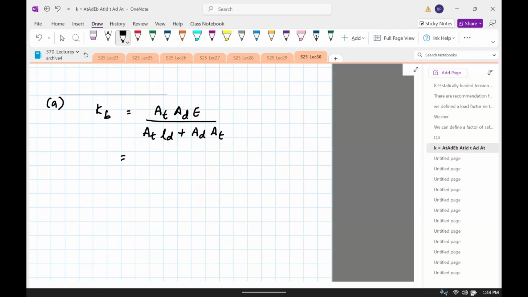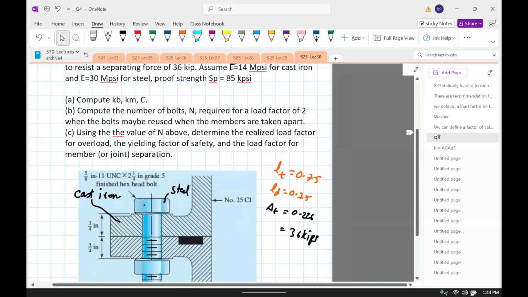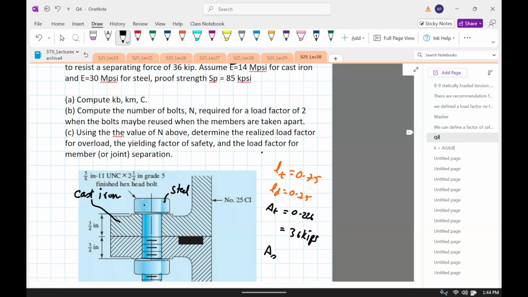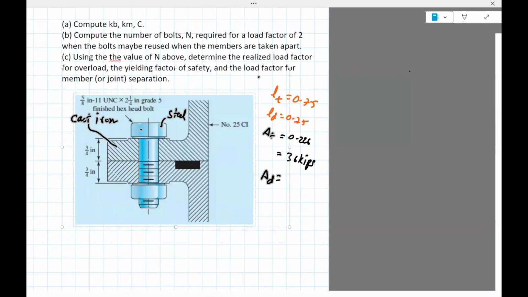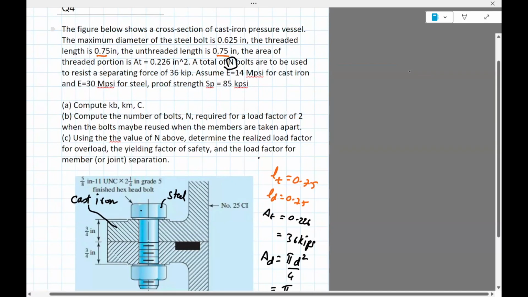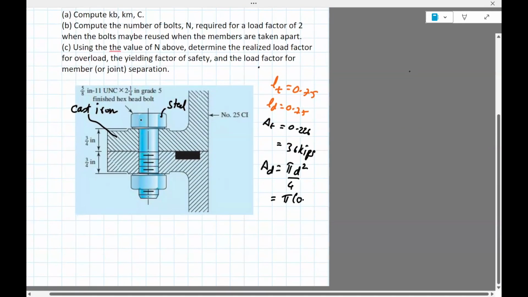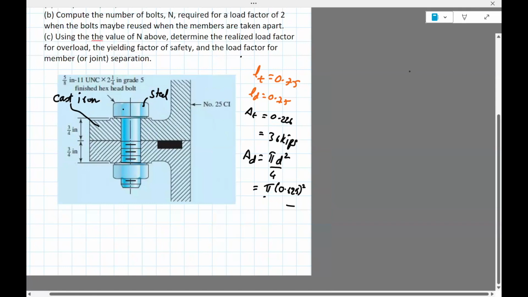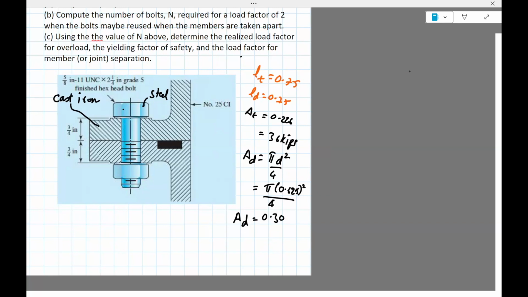Okay, so the values for AT. AT was given here. AD is not given. Okay, AD is actually very straightforward. AD is pi d squared divided by 4. The d is the diameter of the bolt, 0.625. So AD comes out to be 0.3068. Okay, so we know AD, we know AT, LT and LD are known.